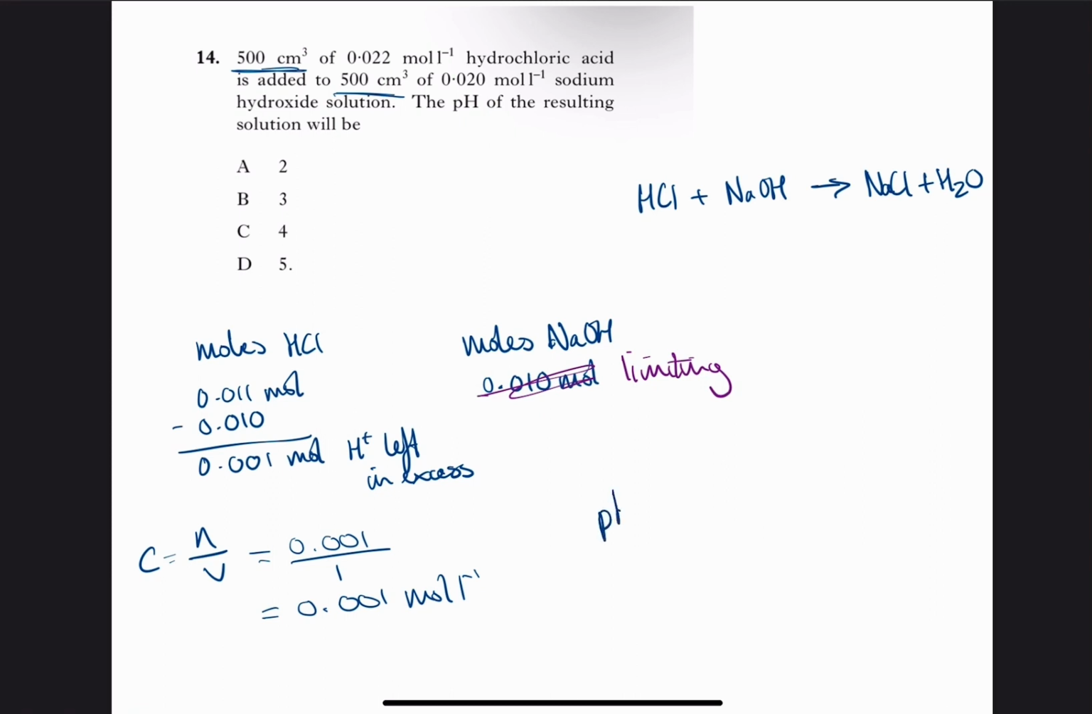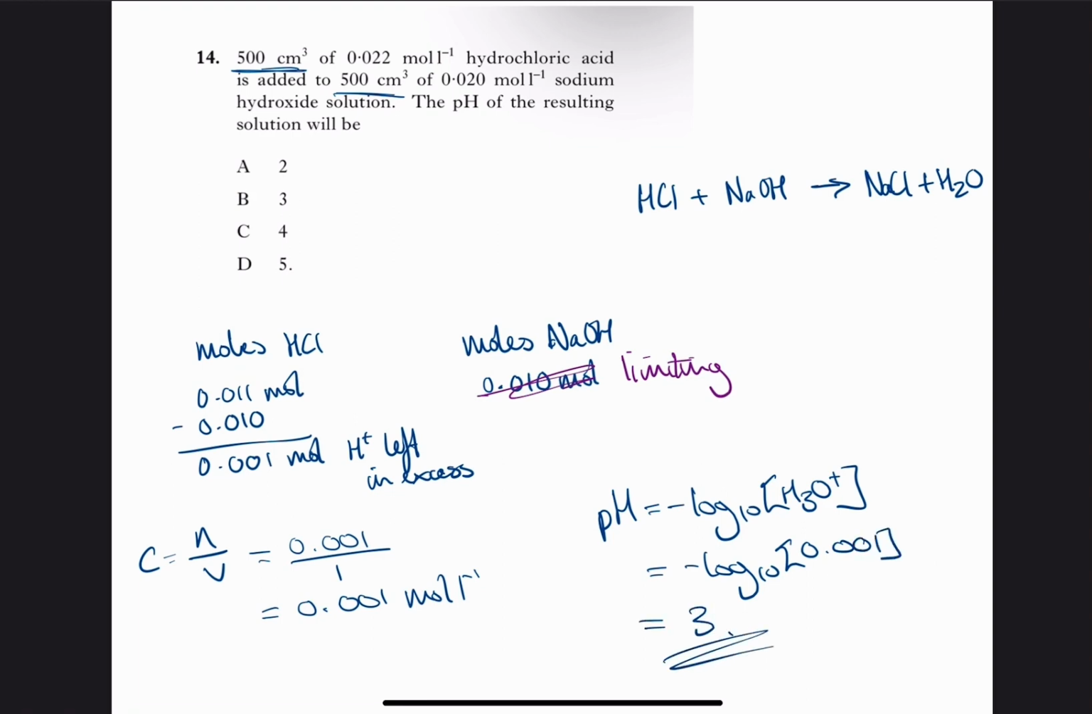So yeah, we take that concentration and then plug it into the pH equation. And if you plug all that in, so 0.001, you should get a pH of 3. And that's your final answer.